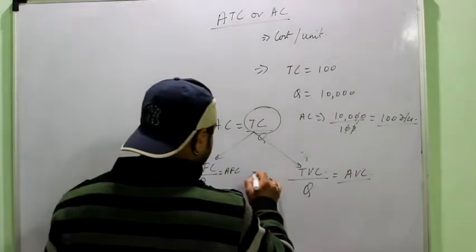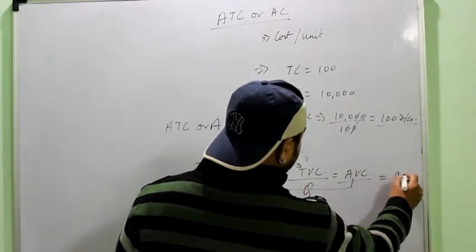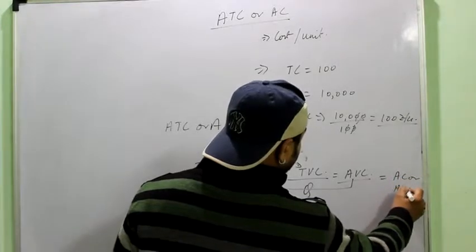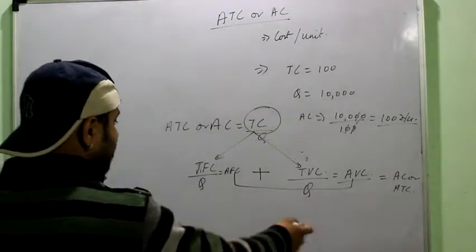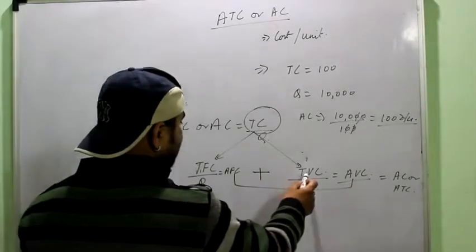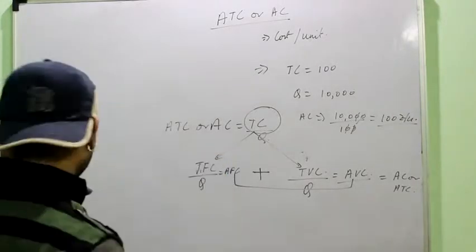And if we add AVC and AFC, it will be equal to AC or ATC, right? Numerically also you can prove it. Just take quantity as the LCM, it will be TFC plus TVC upon Q, so it will be equal to TC upon Q, and TC upon Q is equal to AC.